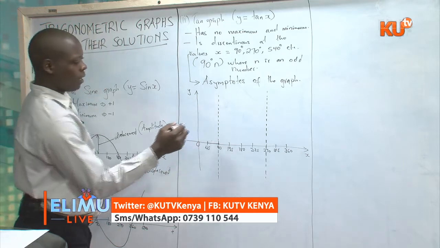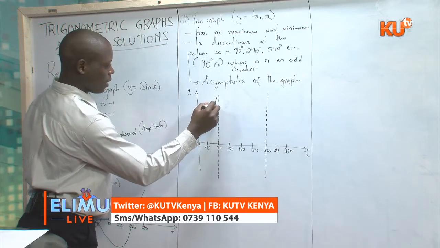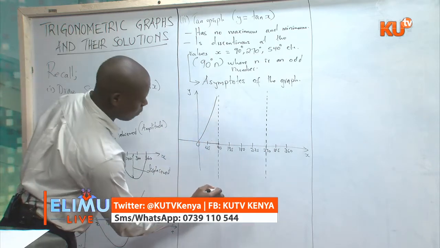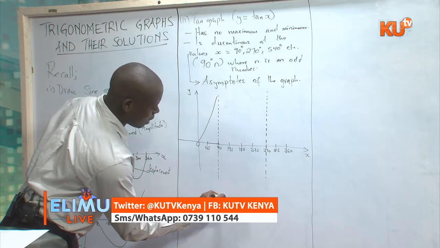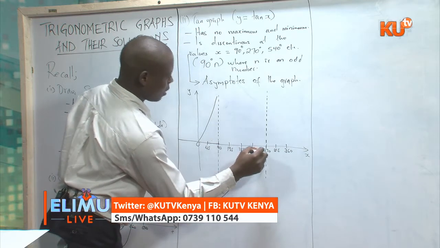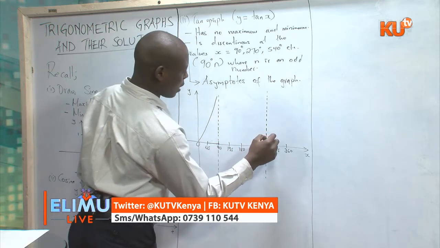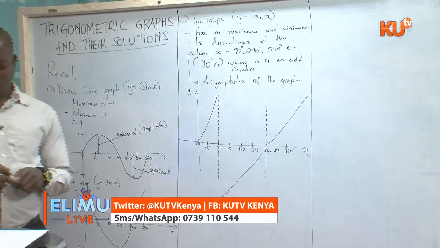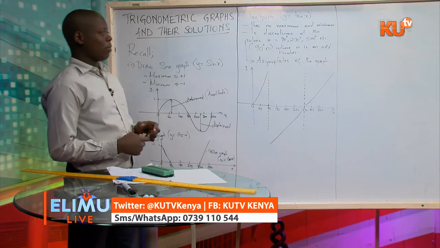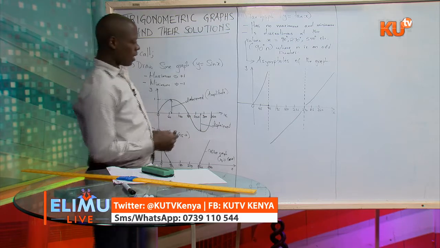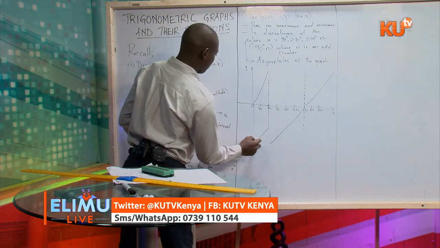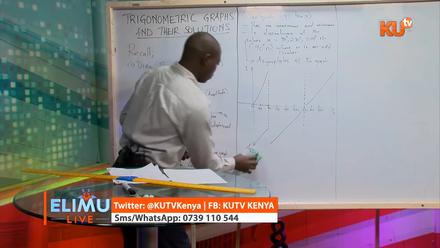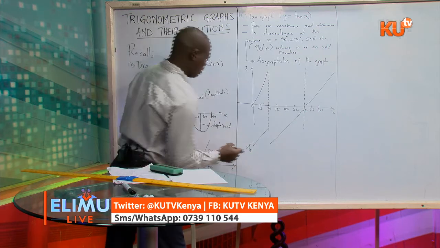So this is how the graph will rise. It rises. And then at this point, it starts from the lower point and then rises. At this point, it rises again in that form. So that is what we call the asymptotic graph. When you draw them, you have to be very careful so that you don't get it wrong. This is an asymptote.